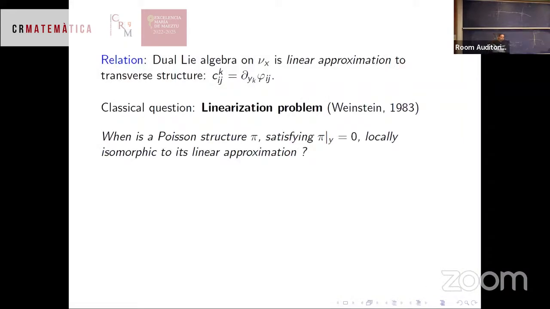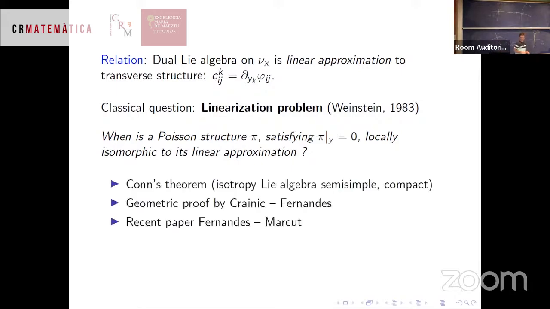So this takes me to a very classical question that is worth mentioning, just because it has really motivated a lot of research in this field of Poisson geometry, which is the linearization problem posed by Weinstein in his classical paper of 1983, that asks, when is a Poisson structure that vanishes at a point locally isomorphic to its linear approximation? When can you find coordinates that take a possibly nonlinear Poisson structure into this linear part? And there is a very vast literature on this. I cannot do justice to everyone who worked on it.